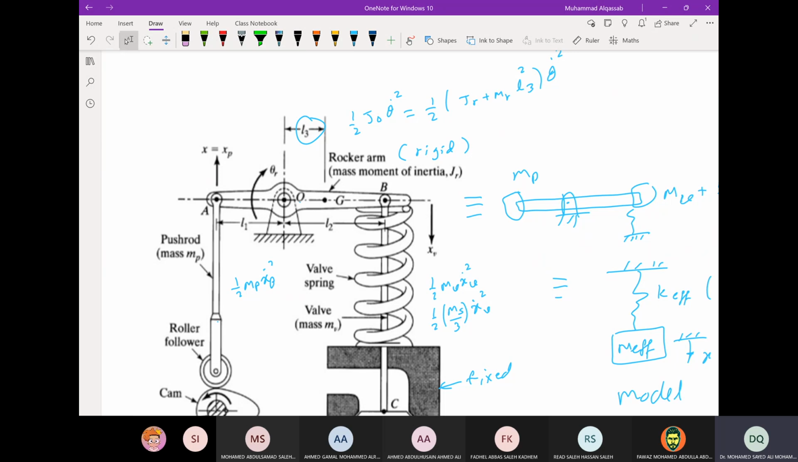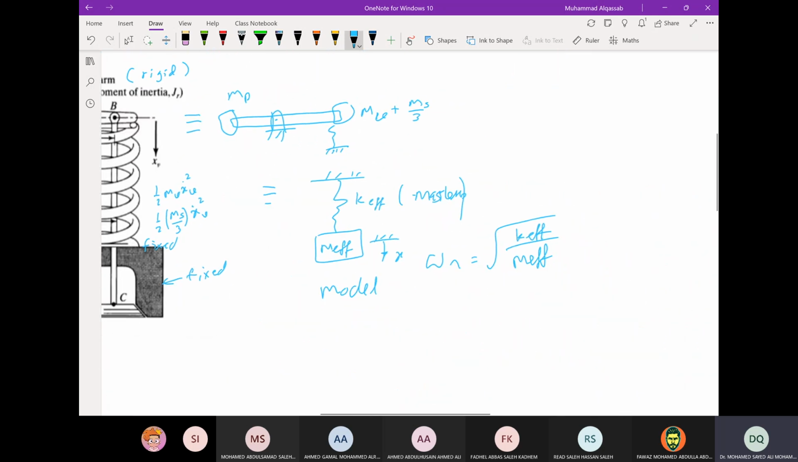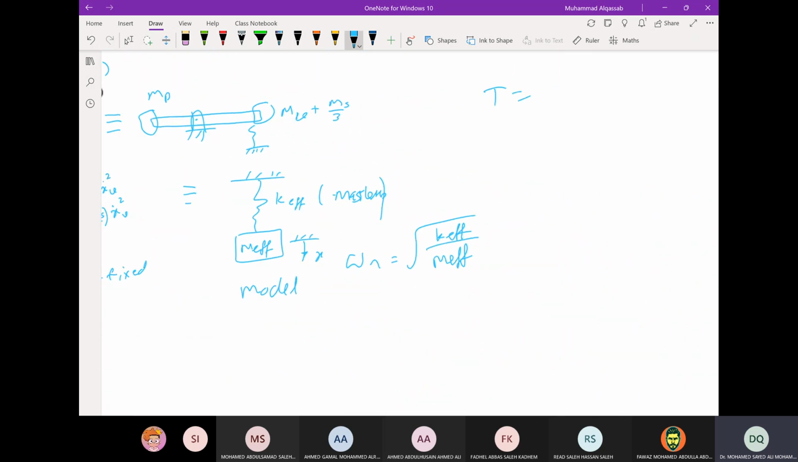And the spring is fixed here, and it is moving with the other end with the valve. And this is why its kinetic energy is half ms over 3 x dot v squared. The mass is not zero for the spring, so we have to include its kinetic energy. So to get the kinetic energy, you add all the kinetic energies. So T equal to 1 over 2 mp x p dot squared and so on. So the kinetic energy is the summation.